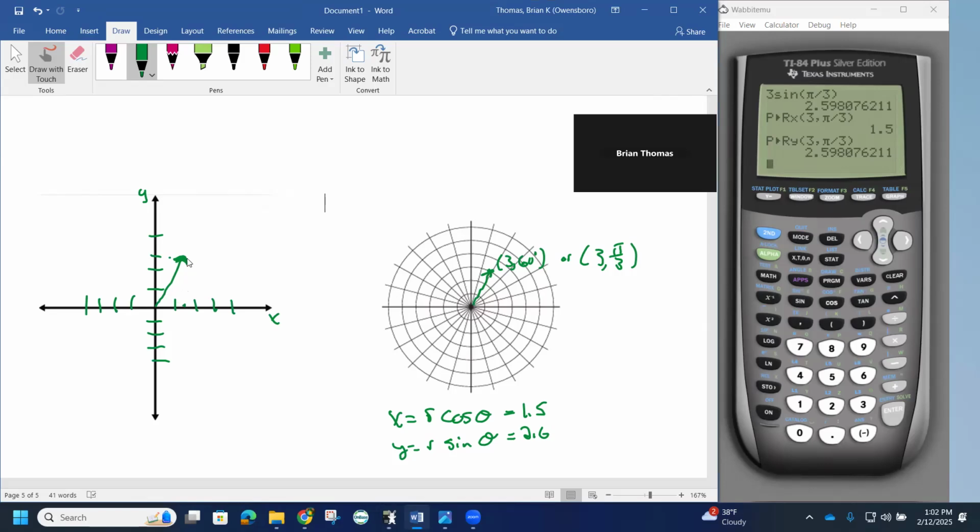But now I've got an x-coordinate and a y-coordinate. So 1.5, 2.6. So notice how again, it still gives me the length of the vector and its direction by using rectangular coordinates. This does give me the length of the vector, and polar coordinates give me the direction using the length of the vector and rotating it 60 degrees.